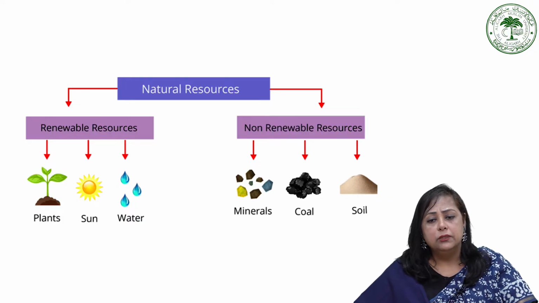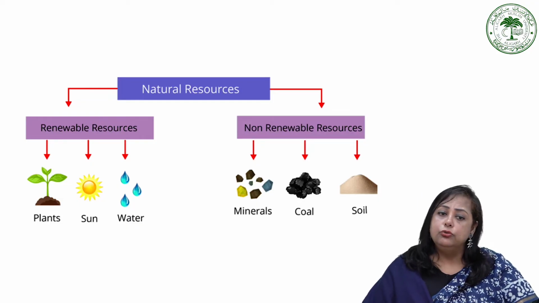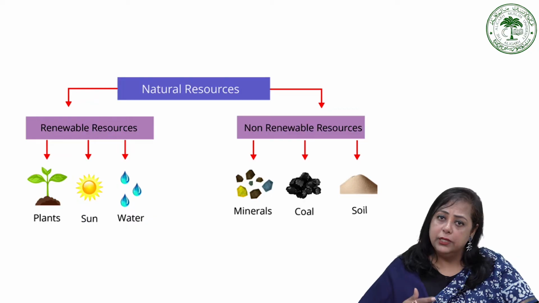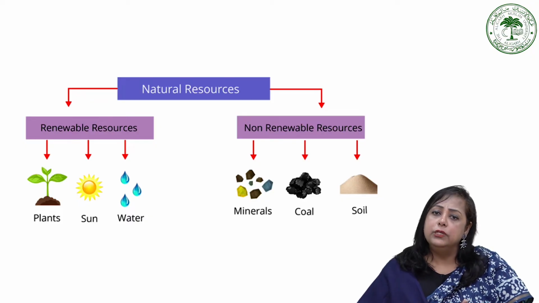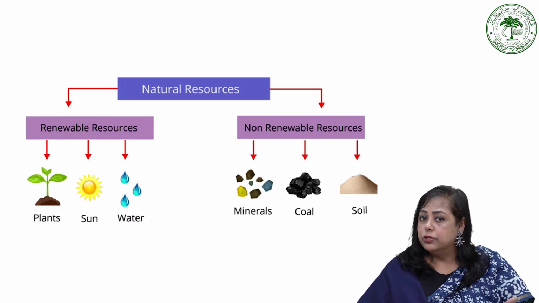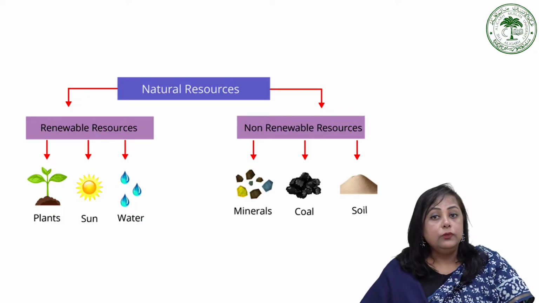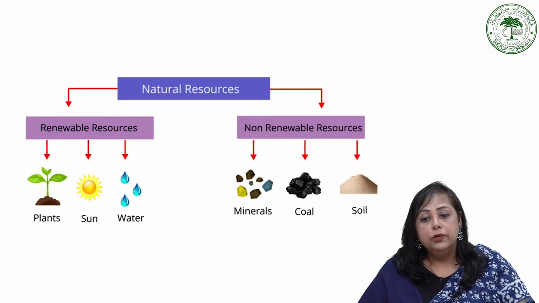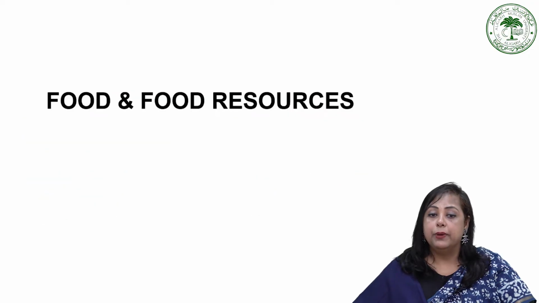We can't even imagine. So that is why they have been categorized into two different categories: renewable, which we can renew, which we can generate, which we can have again and again, and one which we cannot have. It's one time. Minerals one time, coal one time. If coal is finished, fossil fuel is gone, we have to find some other alternative. Soil, so these are non-renewable. Once gone, we can never bring them back.